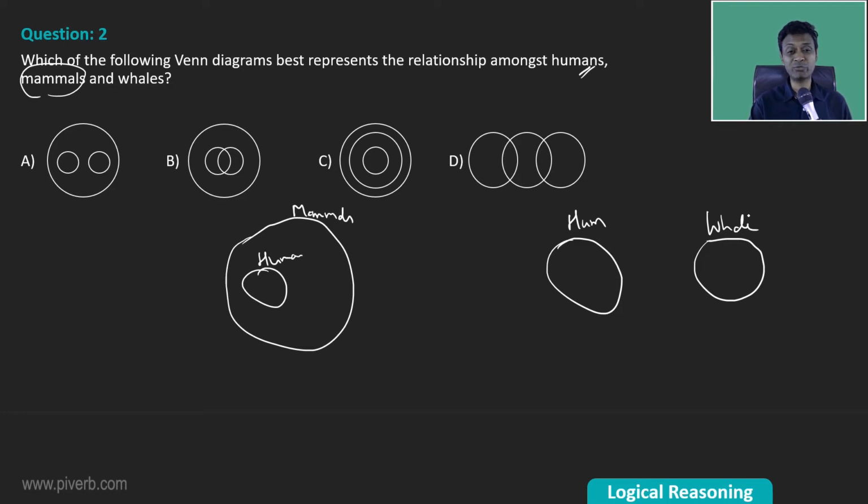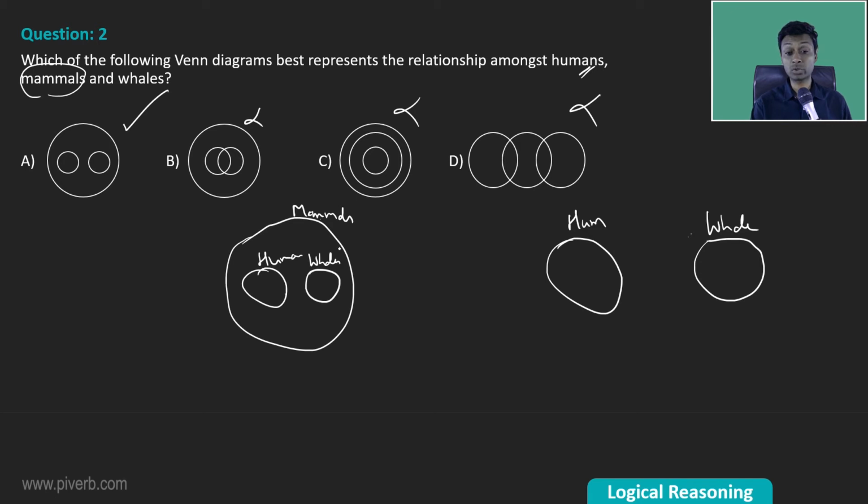And these Venn diagrams are very interesting. They're a beautiful construct. So we are looking for two disjoint sets, and one big set which contains them. So this is out. This is out. This says human, whale, mammal. In no order will this work. This doesn't work. This works.